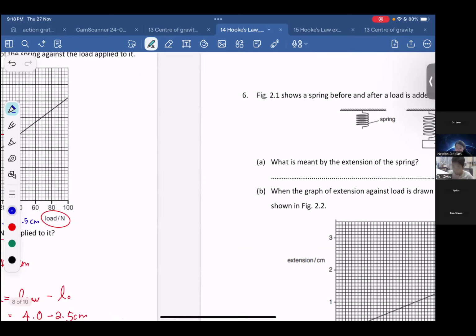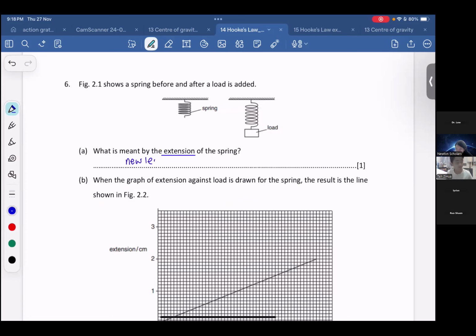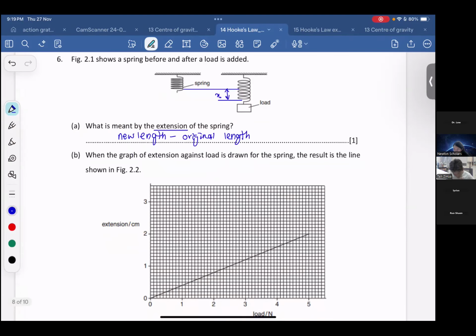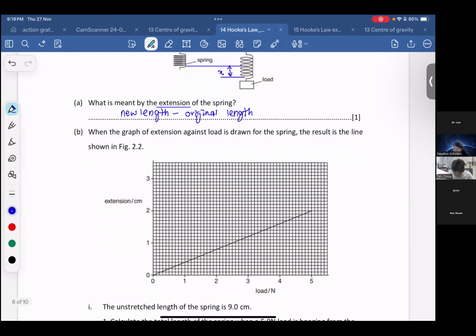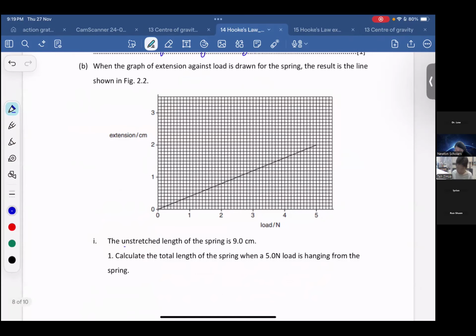Okay, what is meant by extension? Extension means that we're using new length minus original length. So extension is basically from somewhere here to here. This is called our extension x. When the graph of extension against load is drawn for the spring, the result is the line. Unstressed length, what is this? Original length. The keyword unstressed means original. Calculate the total length of the spring when 5 Newton.